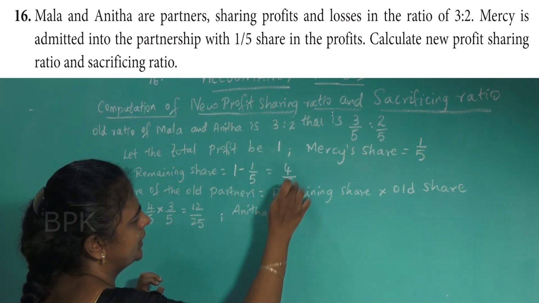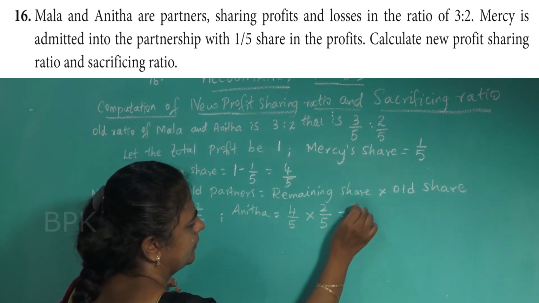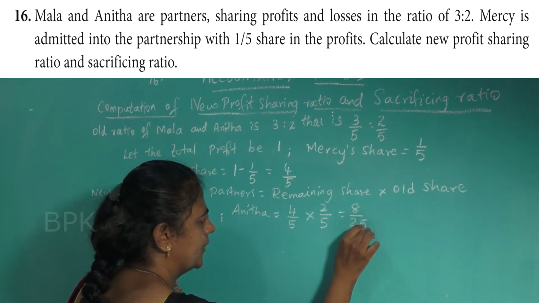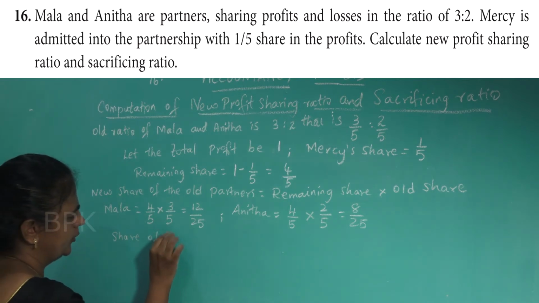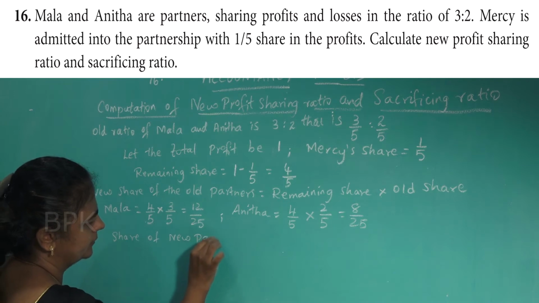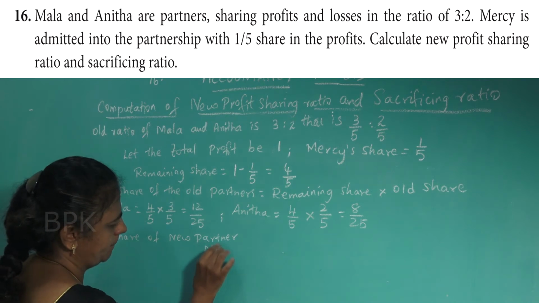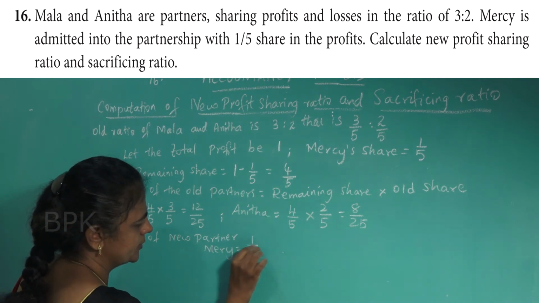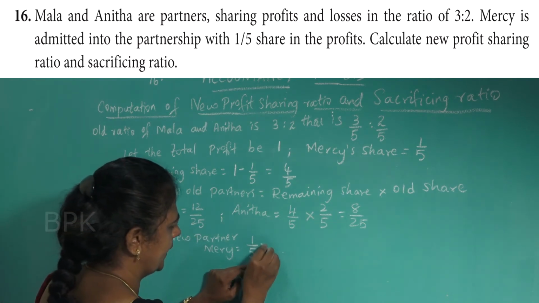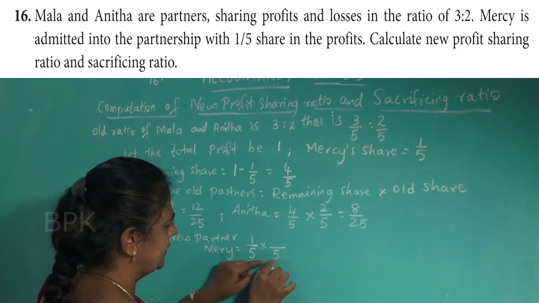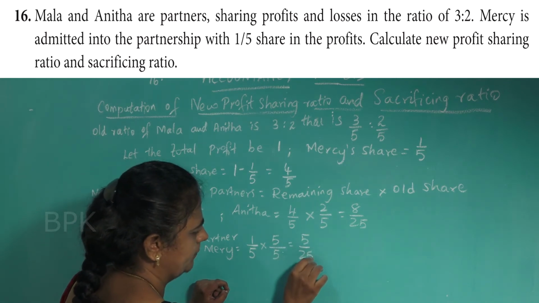Next find for Anita. Anita's remaining share is 4/5. Old share is 2/5. So that will be 8/25. Okay, next share of the new partner. Who is the new partner? Mercy. Mercy's share is 1/5, but here we have the denominator 25. So to get 25, multiply by 5. If you multiply the denominator by 5, the numerator is also multiplied by 5. So that will give you 5/25.